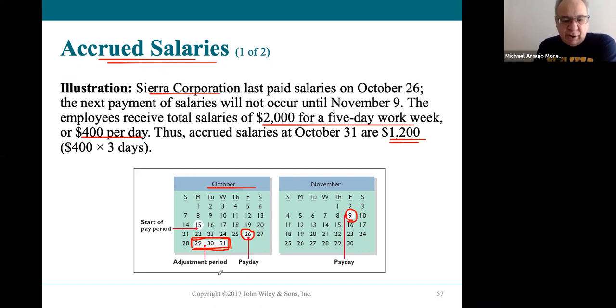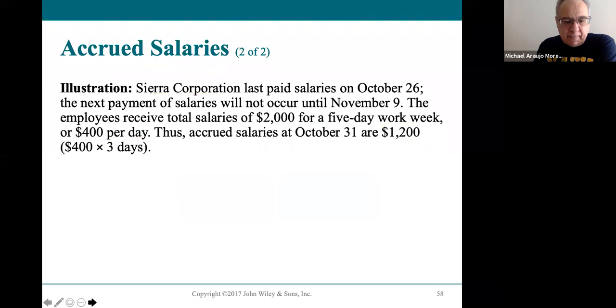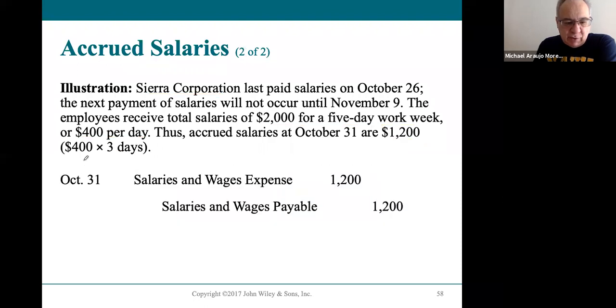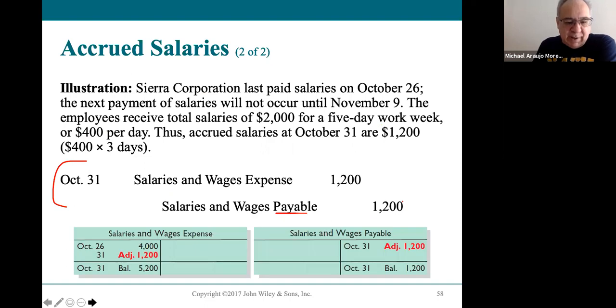So that requires an adjusting entry as of October 31st. On October 31st, we are going to do a journal entry showing a salaries and wages expense of $1,200 for October and salaries and wages payable, right? Because we owe that. So we're going to set up a liability of $1,200. That will be paid on the next payday. But that's an adjusting entry that wasn't there before.